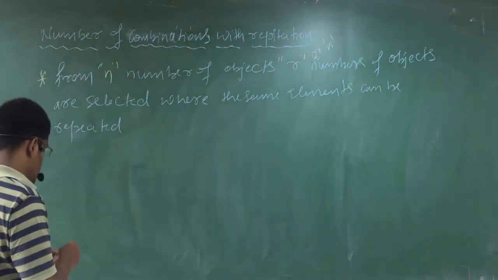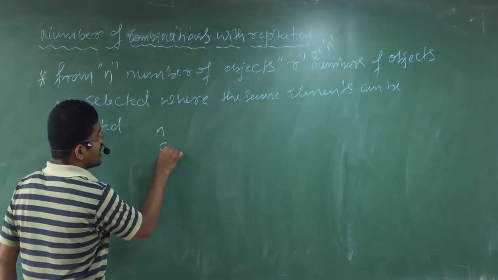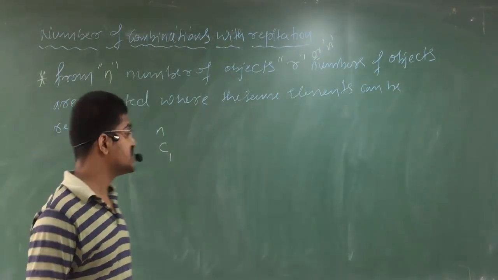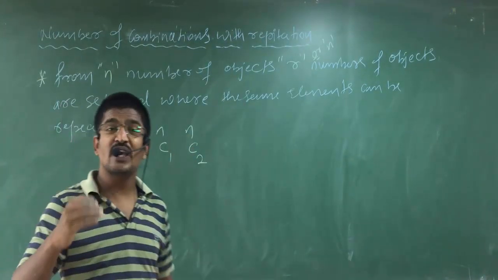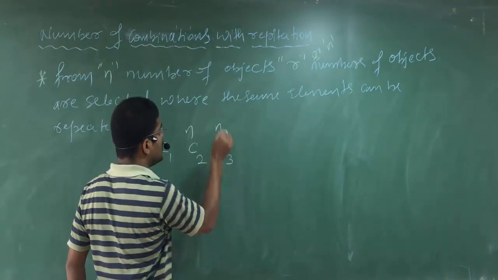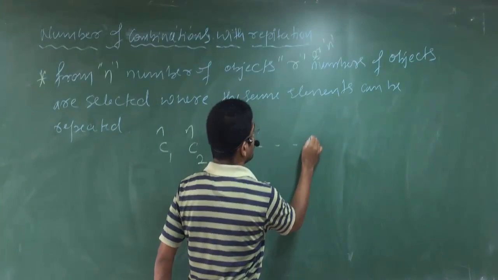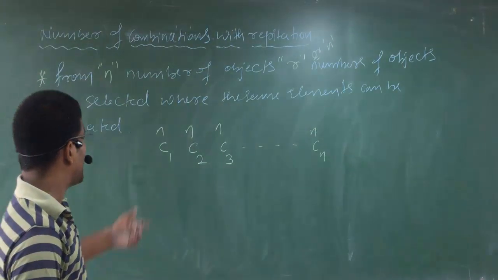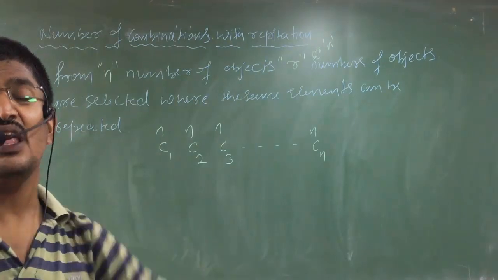That means, see here, what they are doing: from n, they can select 1. That can be repeated. Next, from n, they can select 2. Again, that 2 can be repeated. From n, they are selecting 3. That 3 can be repeated, no problem. So on, they go up to n c n. Are you getting my point? Like this, they are making the selections.